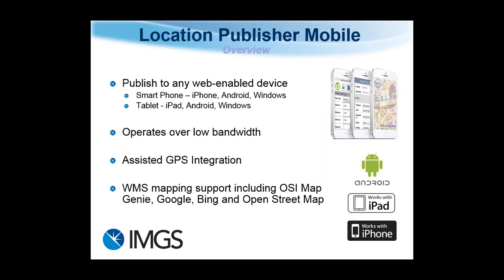So what is Location Publisher Mobile? Well, Location Publisher Mobile allows you to publish to any web-enabled device, be it a smartphone, either iPhone, Android, or Windows, or a tablet, iPad, Android, or Windows. And it's designed to operate over low bandwidth and comes with built-in assisted GPS integration. We also have full WMS mapping support for Ordnance Survey Ireland Map Genie, Google Maps, Bing Maps, and OpenStreetMap. So really providing a very rich interface to your mapping data on mobile phone and tablet devices.